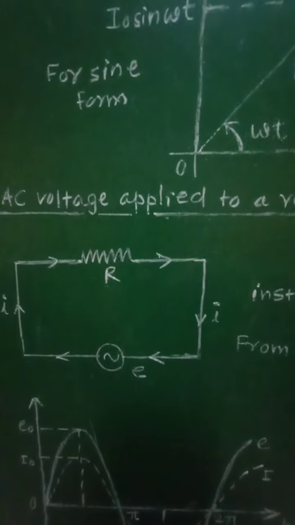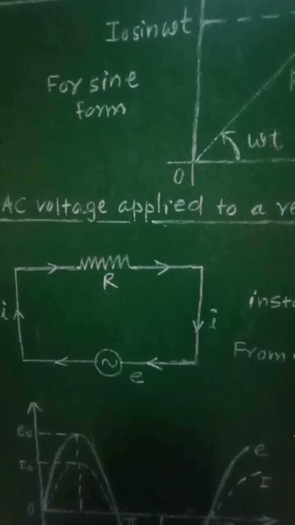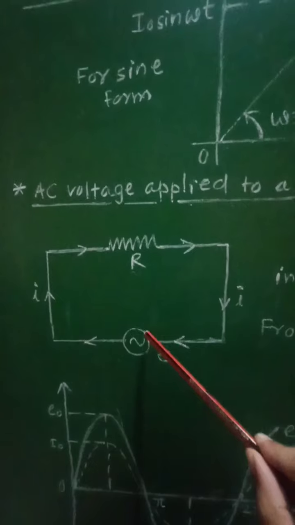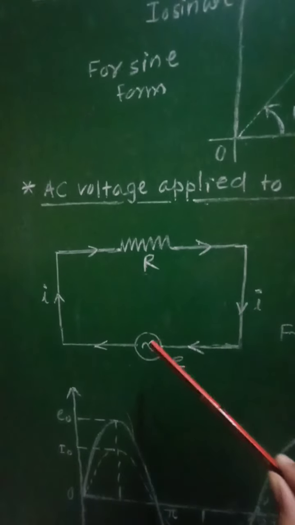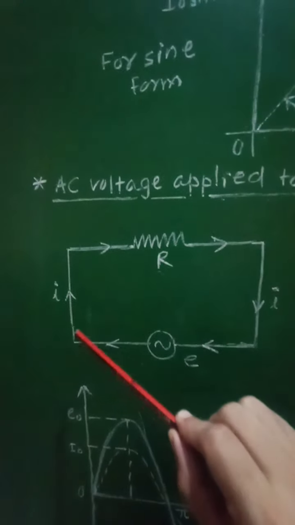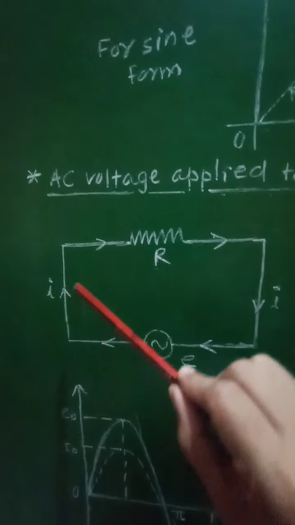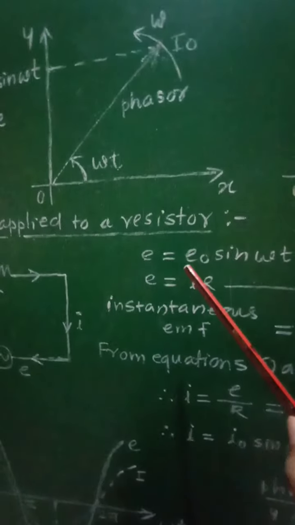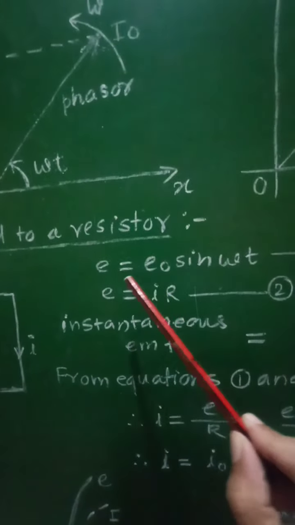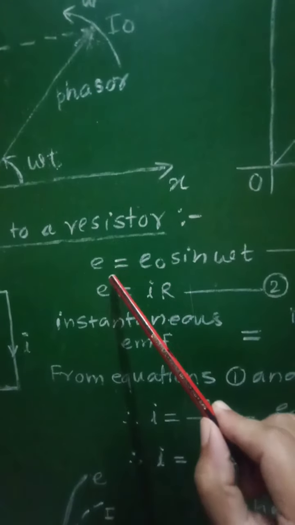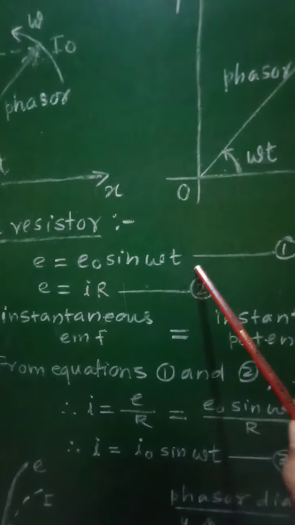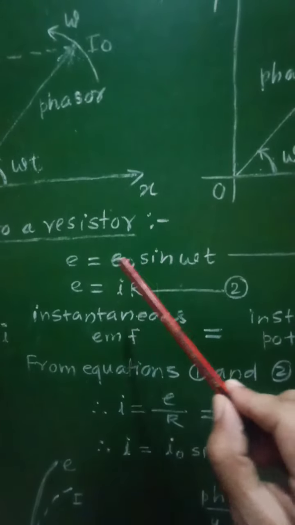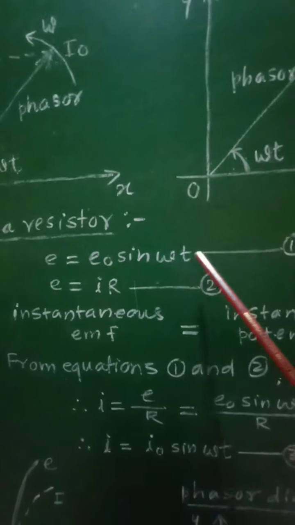When a resistor of resistance R is connected to an AC source of EMF with instantaneous value E, when this circuit is completed, the current I will be set up, that is the instantaneous current will pass through this circuit. The instantaneous EMF of that source is given as E equal to E0 sin omega t, equation number 1.